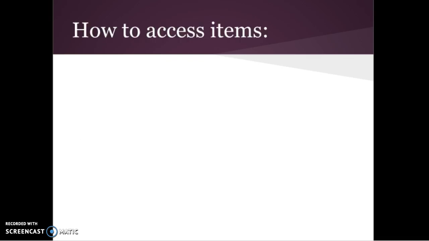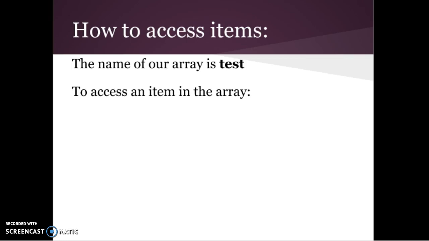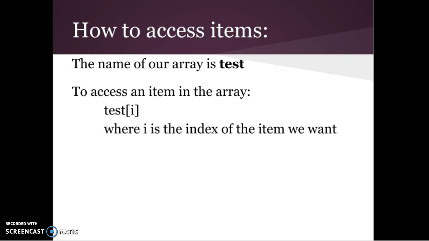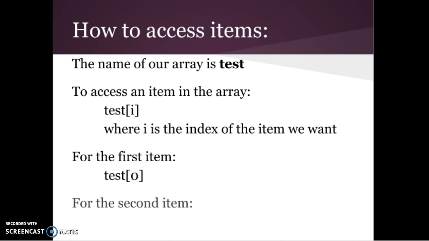So how you access items from an array. Let's say the name of our array is test. If you wanted to access an item, you would do test, and then in square brackets, you would put a number. So here I wrote i. i is the index of the item we want. So if I wanted to get the first item out of an array, I could say test, and then in square brackets, I would put 0. That would give me the item at the 0 index. If I wanted the second item, I could do test, and then 1 in square brackets. This is how we access an item. It's always with the square brackets, not with the parentheses or the curly brackets. These are the square brackets that are kind of near the backspace key.